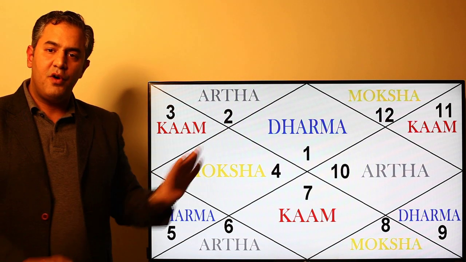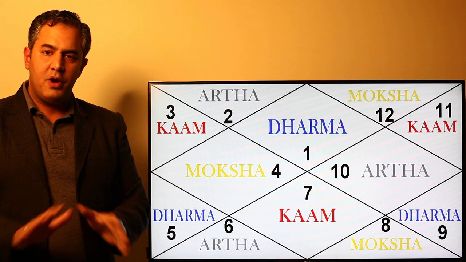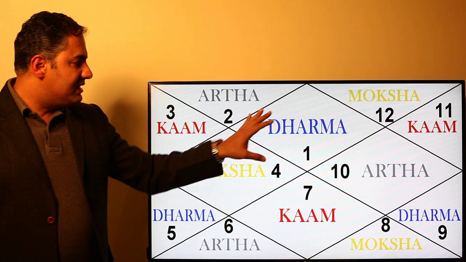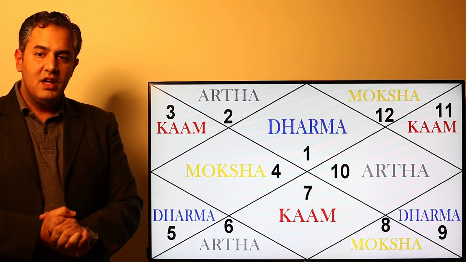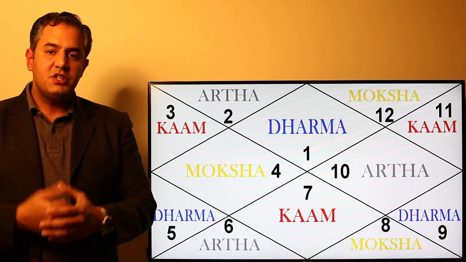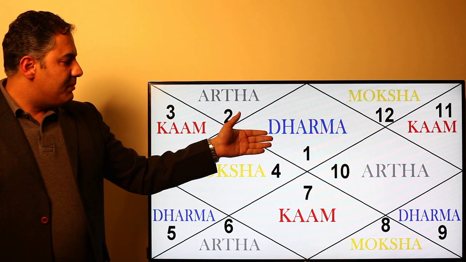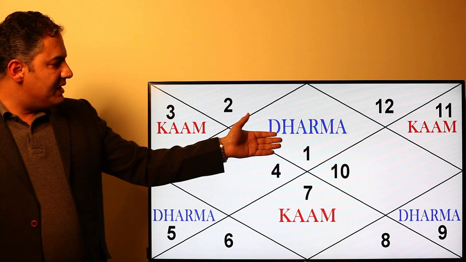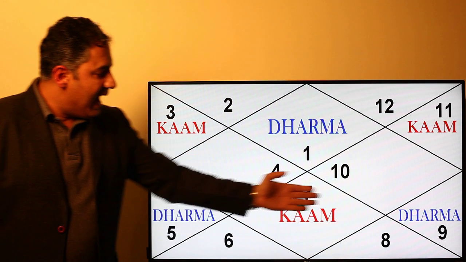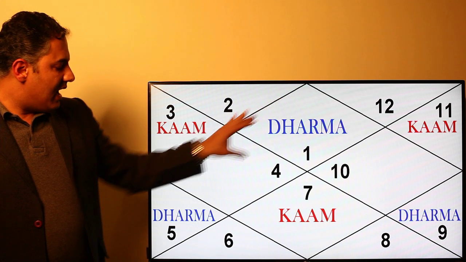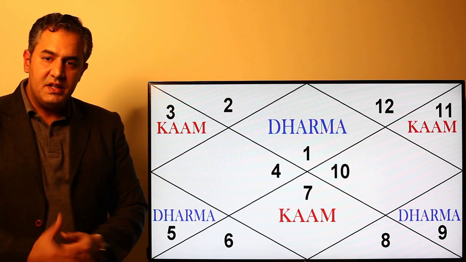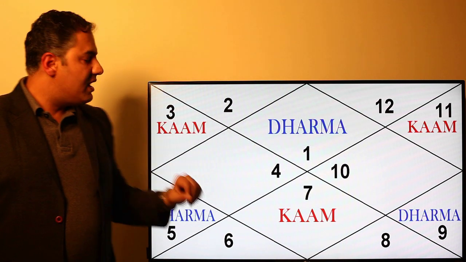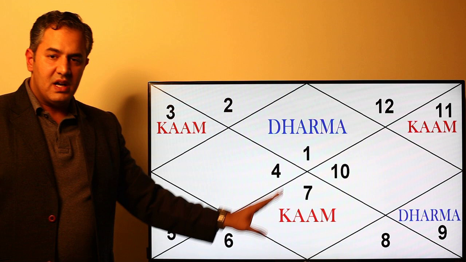Now all these four Purusharthas are fixed for every house. They will not change for any horoscope. Only your signs and ascendants will shift, but these Purusharthas will remain fixed. So previously we were discussing the Shiva trine, which was represented by the first, the fifth and the ninth. These three are the Dharma trines, and the Shakti trine, represented by the third, the seventh and the 11th, is represented by the Kama Purushartha.